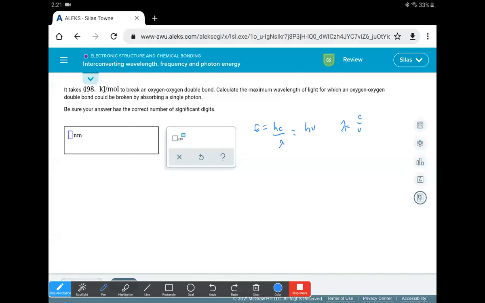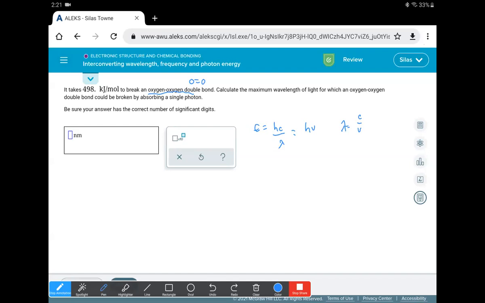Okay, so what is this question asking? It's a cool question. We got oxygen double bond. So this is oxygen gas. This is what we breathe. It's what we need to sustain life. And so essentially, what type of light could break this? What photon could break this?